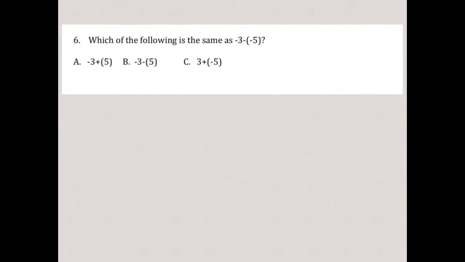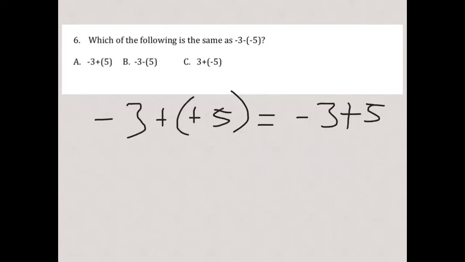Okay, right here, which of the following is the same as negative 3 minus a negative 5? Now, negative 3 minus a negative 5, well, I see 2 negatives, I make them positive. This is the same as negative 3 plus 5. Now, A is in parentheses, but it's still the same thing. So A is one of my answers. If I look at B, negative 3 minus a positive 5, that's not the same. This, I'll mark in red, this is not one of my choices. C is positive 3 plus a negative 5. Well, right away I can tell you that's not one of my choices because I start with a negative 3. So I'll mark it in red.